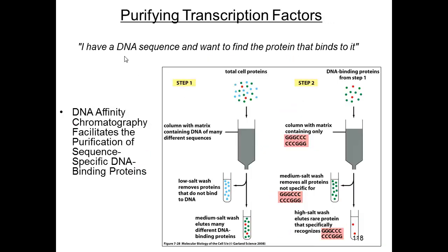Now, another question you might ask is, I have a DNA sequence that I'm interested in and I want to find a protein that binds to it. You can do this essentially by the process of affinity purification. That means you take the DNA sequence, you make many, many copies of it, you attach it to beads, you put it in a column, and now you can pour proteins over it, in this case total cellular proteins. Most proteins will pass right through because they don't interact with your sequence.